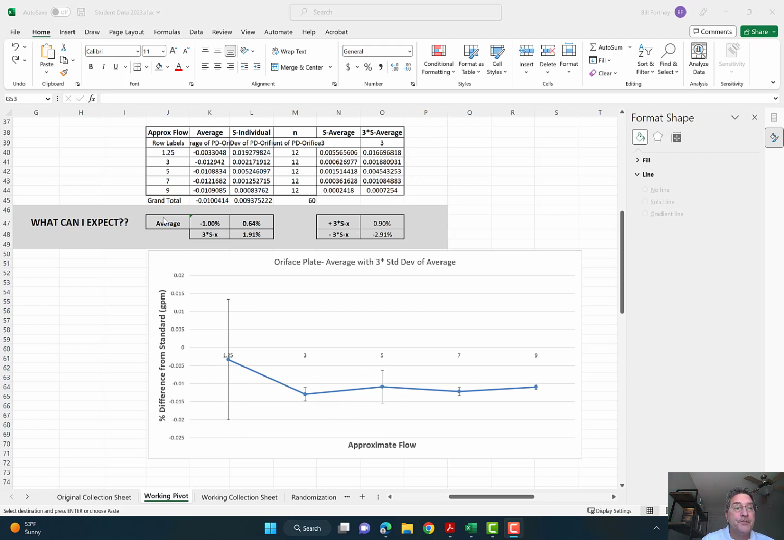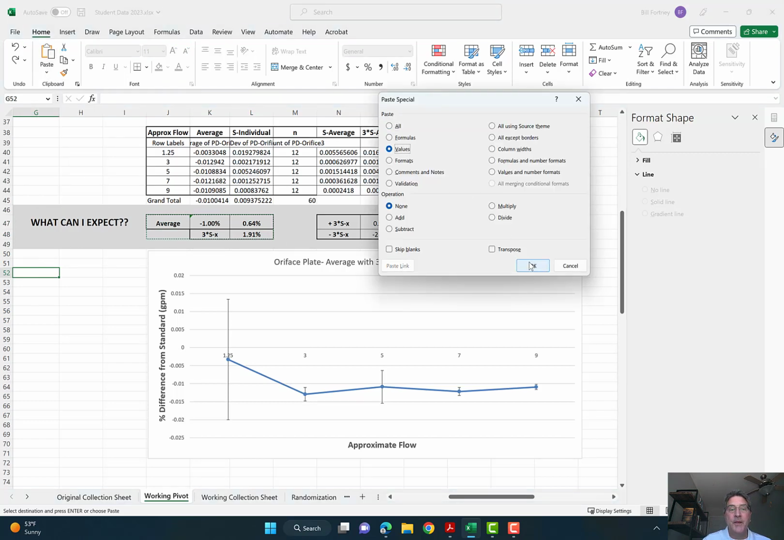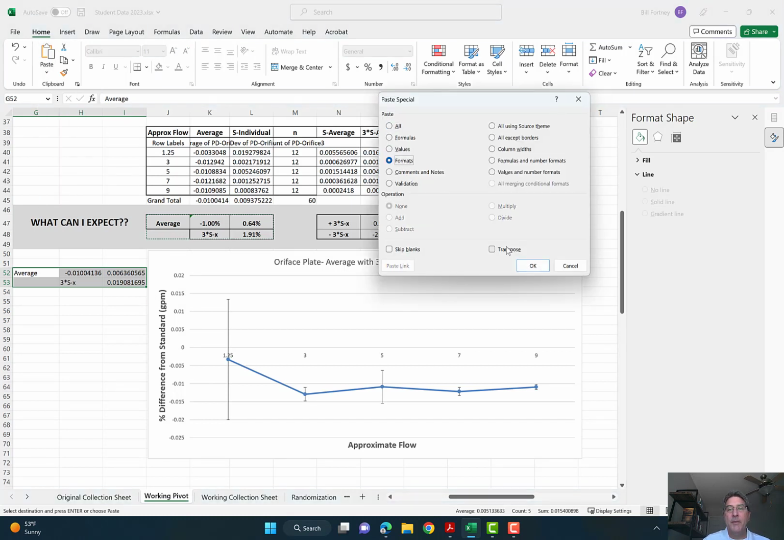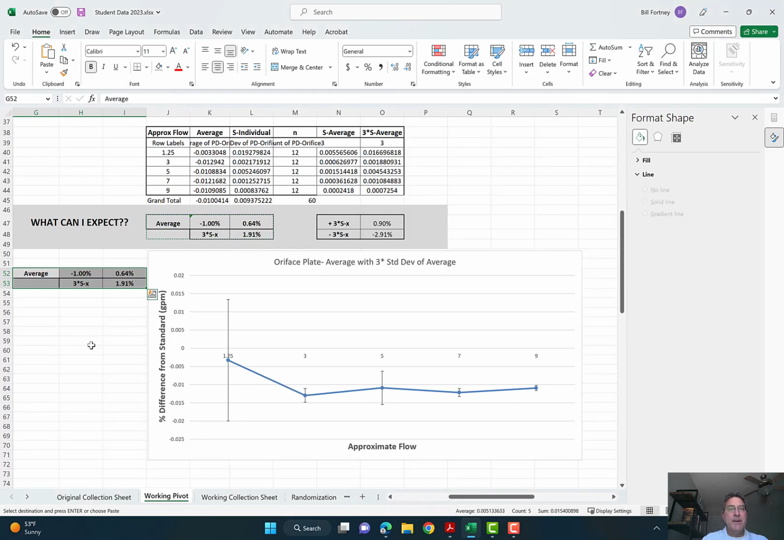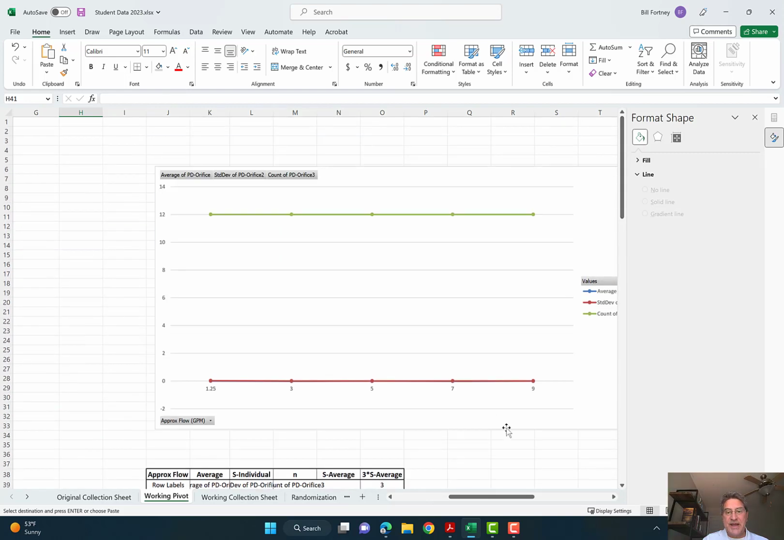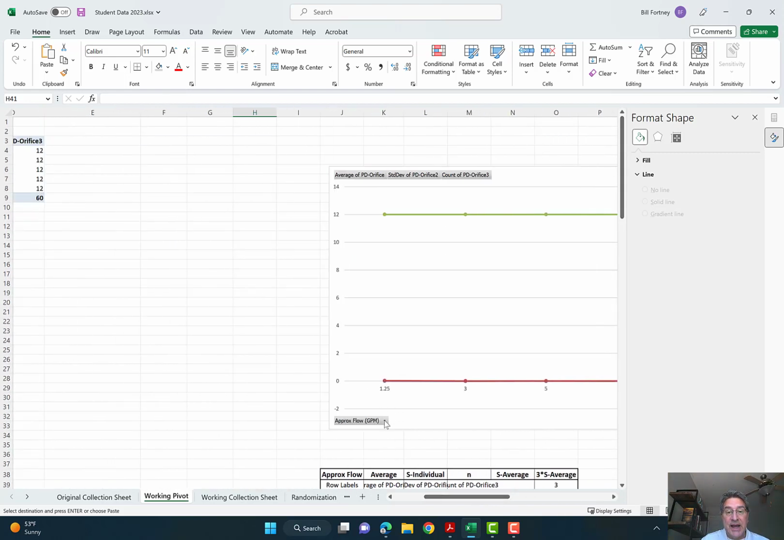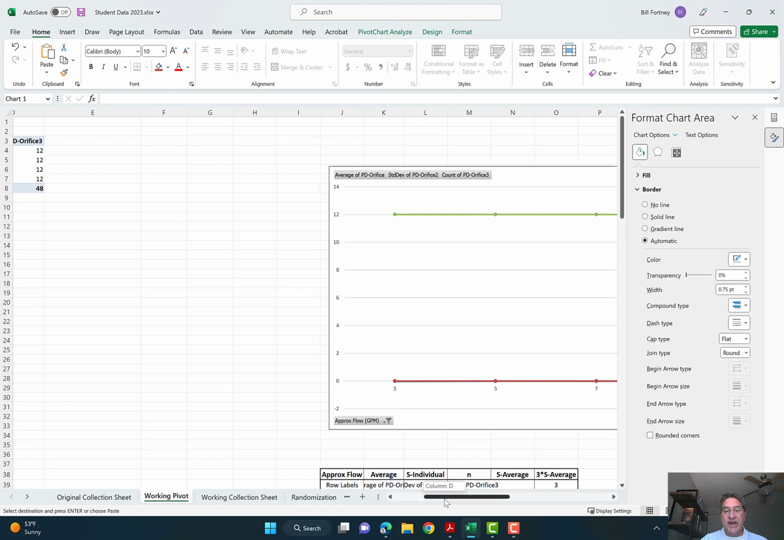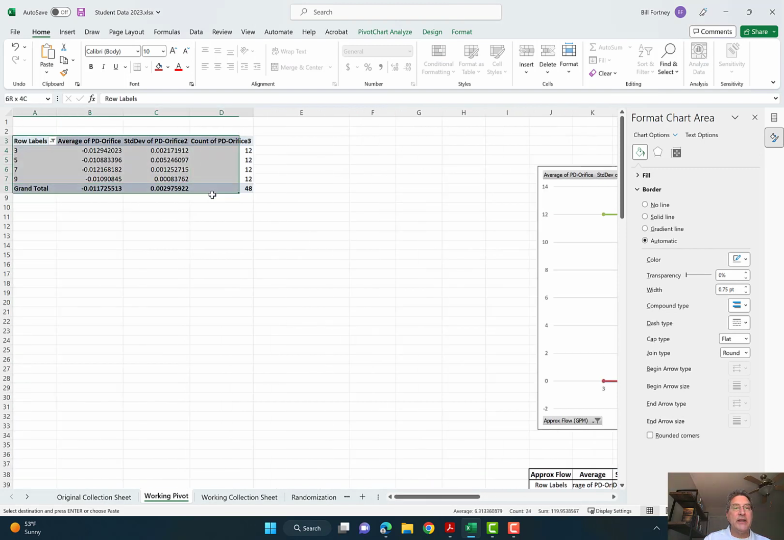Here's what I'm going to do. I'm going to come down here and I'm going to take these guys. I'm going to say copy. And I'm going to come right here and I'm going to say paste special, values. Now I'm going to say paste special, formats, because I want to remember those. That's why I did them as values. Then I'm going to come up, and this is where the pivot table is really, really handy. I want to get rid of 1.25 and see how much it changes things.